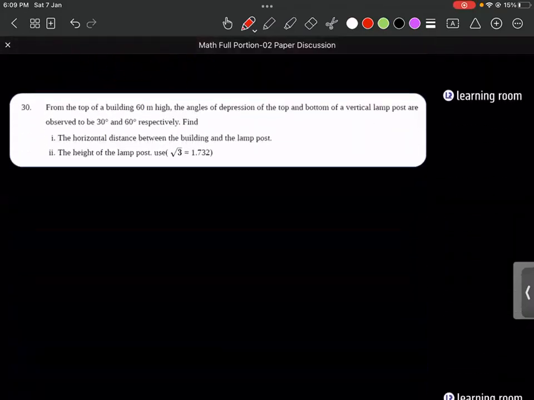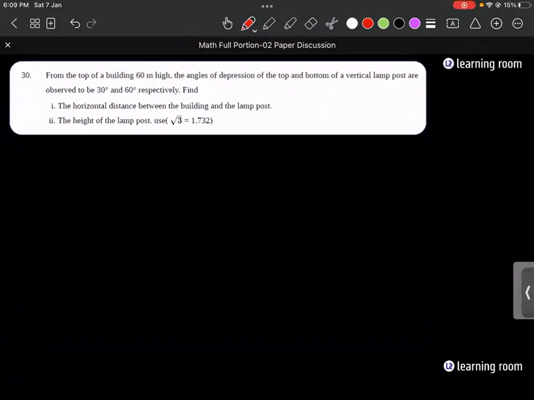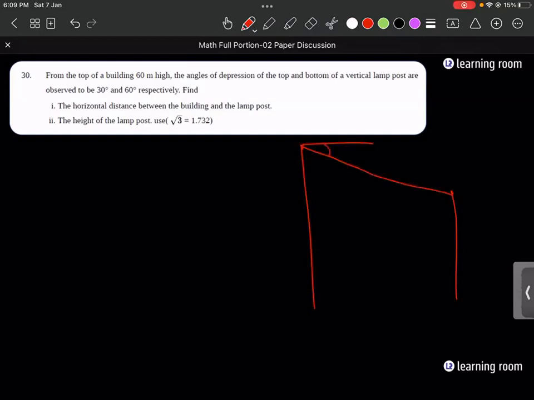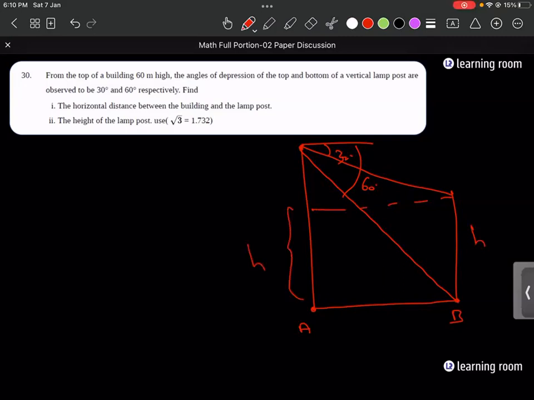Right. From the top of a building 60 meters high, the angles of depression of the top and bottom of a vertical lamppost are observed to be 30° and 60° respectively. Okay, there is a lamppost and there is a building. From the top of this building, the angles of depression are observed to be 30 degrees and 60° like this. You need to find the horizontal distance between the building and the lamppost. If I drop a perpendicular and this height is h, the other part of the building is going to be 60 minus h, correct?